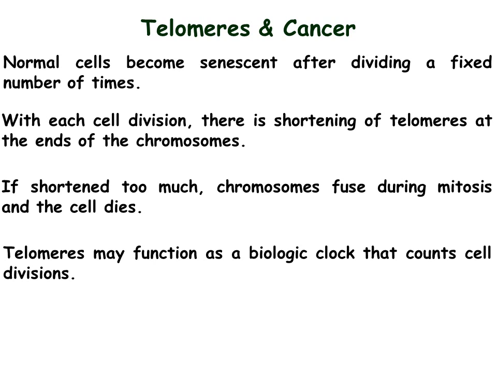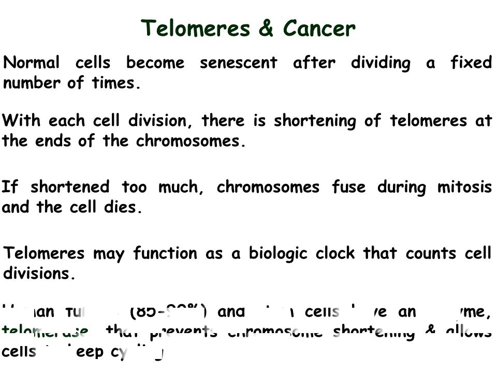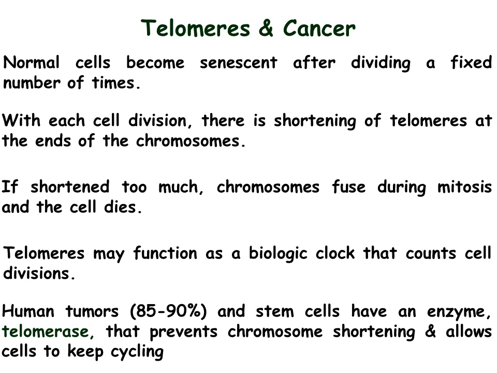So we believe telomeres are the biological clock in cells, and they keep track of how many divisions can occur. But hopefully you're thinking about, well, Dr. McDonald, what about stem cells, like the hematopoietic stem cell? Well, they keep dividing all the time. How come their telomeres don't get smaller? And that's because of an enzyme known as telomerase. Telomerase prevents the chromosome shortening and allows the cell to keep cycling. And not surprisingly, 85 to 90% of human tumors have an active telomerase in them.